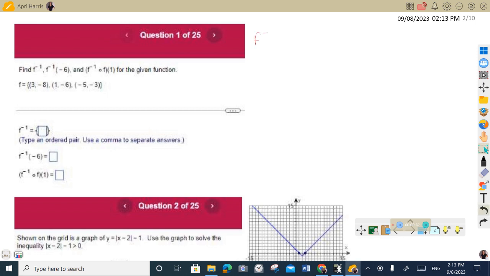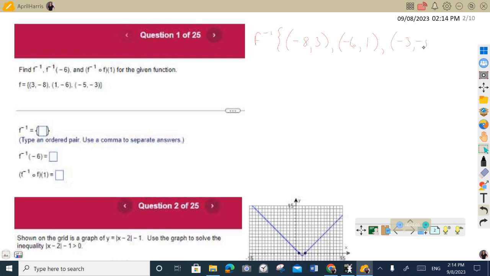So we got the inverse. Oh, we got to have set notation. Let me back that up. So we got set notation, and you're just going to switch your x's and y's. And we got negative 6 and 1. And negative 3, negative 5.